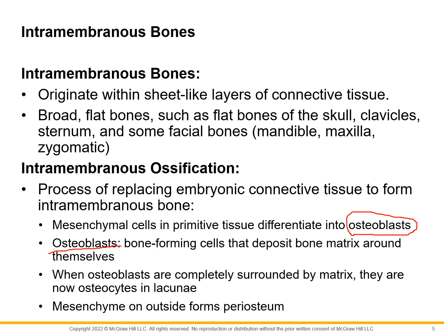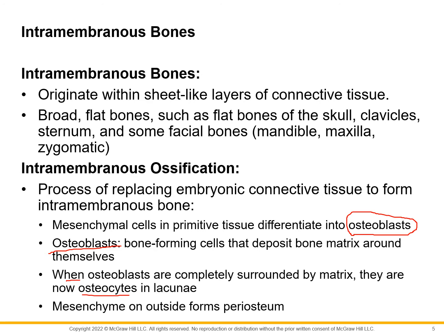When osteoblasts are completely surrounded by the matrix, they can no longer create it, and they retire basically and turn into osteocytes. So osteoblasts are the immature cells, and they're creating bone. And when they have walled themselves in into their little lacuna and they can no longer create bone, they turn into the mature bone cells, which we call osteocytes.